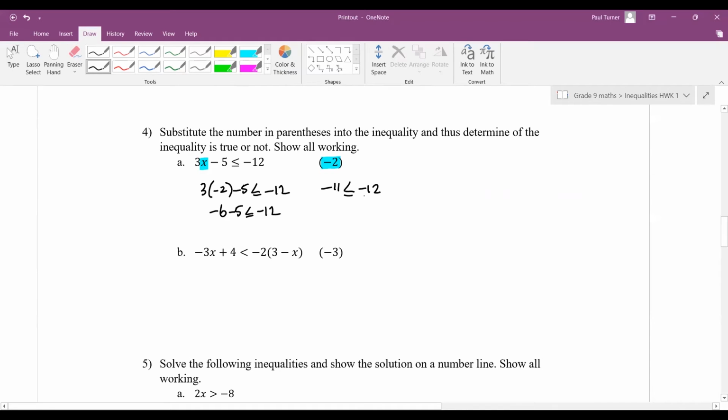And is this true or false? This is going to be false, isn't it? Because actually negative 11 is greater than negative 12. So this is false.